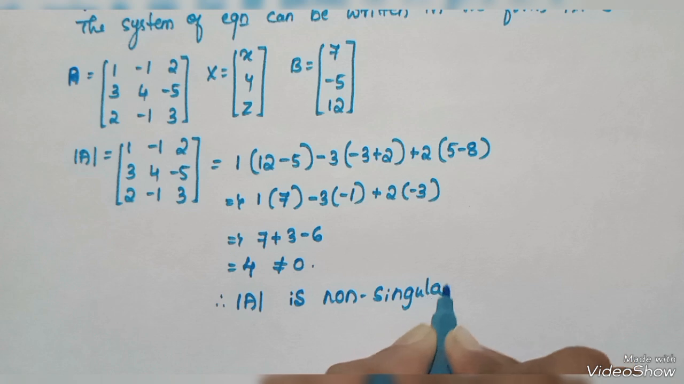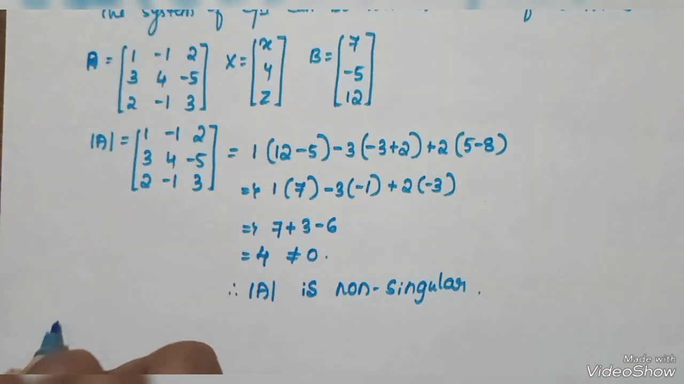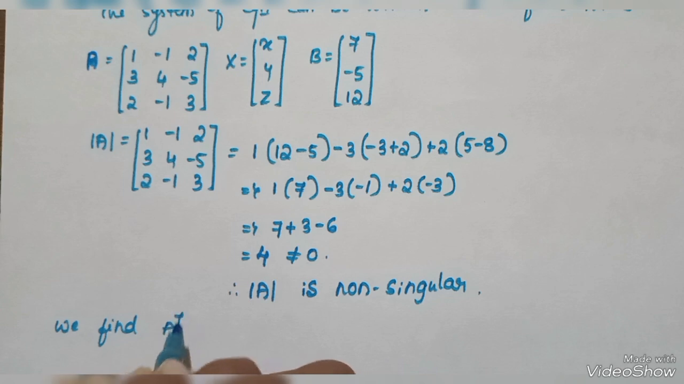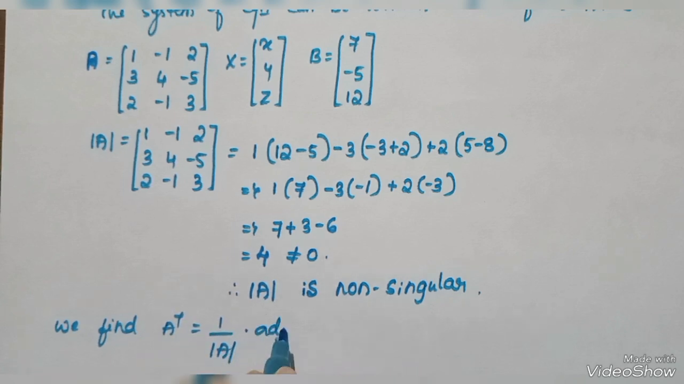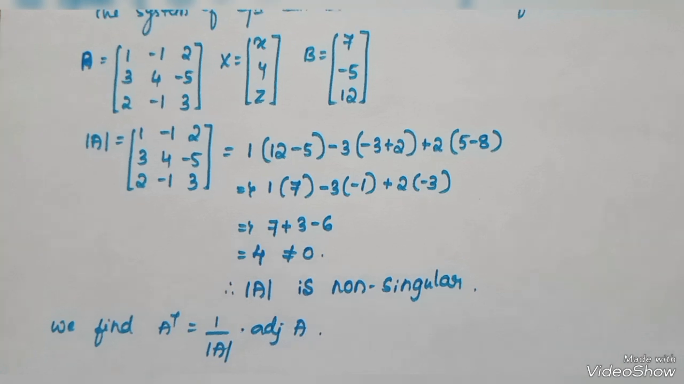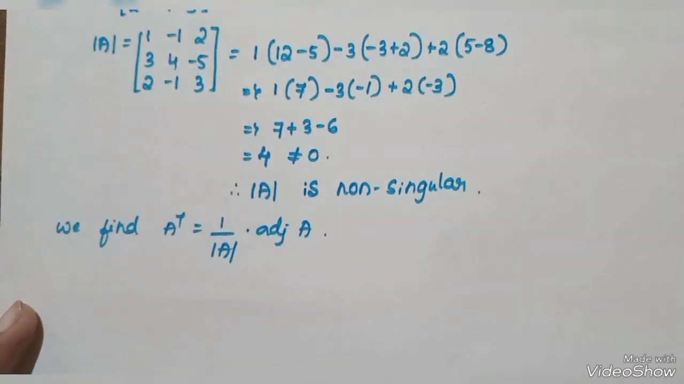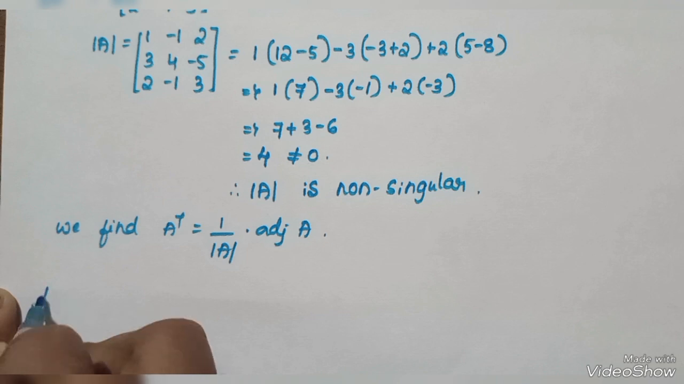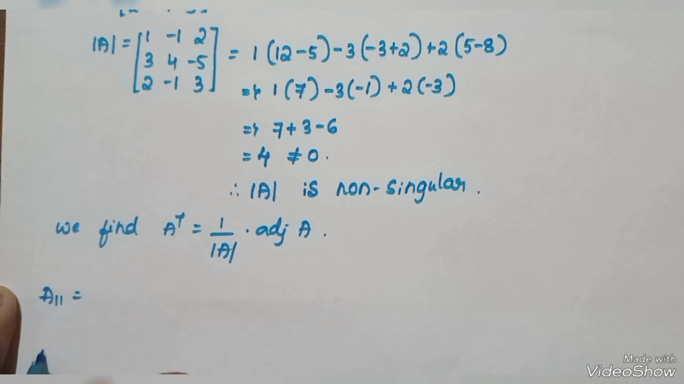Okay, the next step is we have to find A inverse using the formula 1 by determinant of A into adjoint of A. Now we have to find the adjoint of A by taking the cofactors, that is a11, a12, a13.